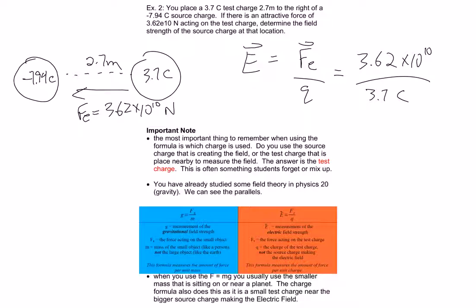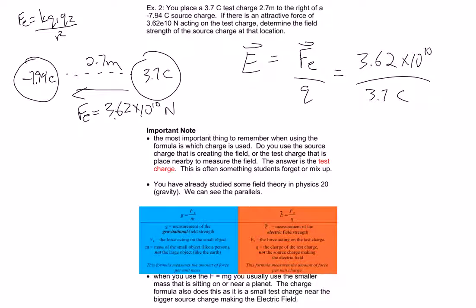Okay, so we don't use the 2.7 distance. We don't use the negative 7.94 for our source. Those numbers would be what would create the Fe, right? If we were to use Coulomb's law, kQ1Q2 over r squared, we could plug all that into the formula, and that would give us the 3.62 to the 10. So in this case, our electric field is just that force divided by the charge that's in the electric field.